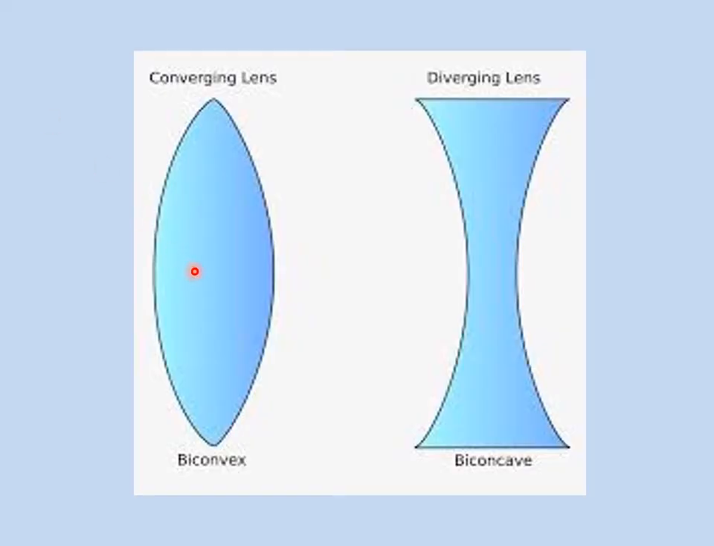So in this we are saying a convex lens. Simply we can call it a convex or biconvex also, don't get confused. Or we can call it a converging lens. And the next one is a concave lens and it is known as a diverging lens.